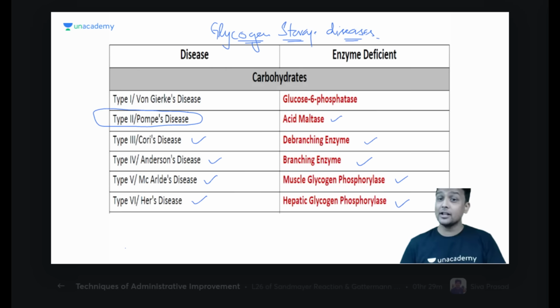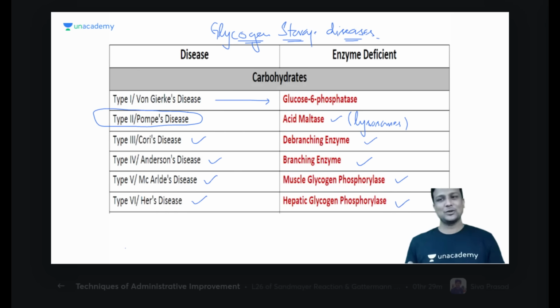Pompe's disease actually is due to deficiency of acid maltase. And remember, that is the enzyme found in the lysosome. So it is more of a lysosomal storage disease. And who doesn't know about type 1, Von Gierke disease, guys? That is the deficiency of glucose 6 phosphatase. Glucose 6 phosphatase, guys.